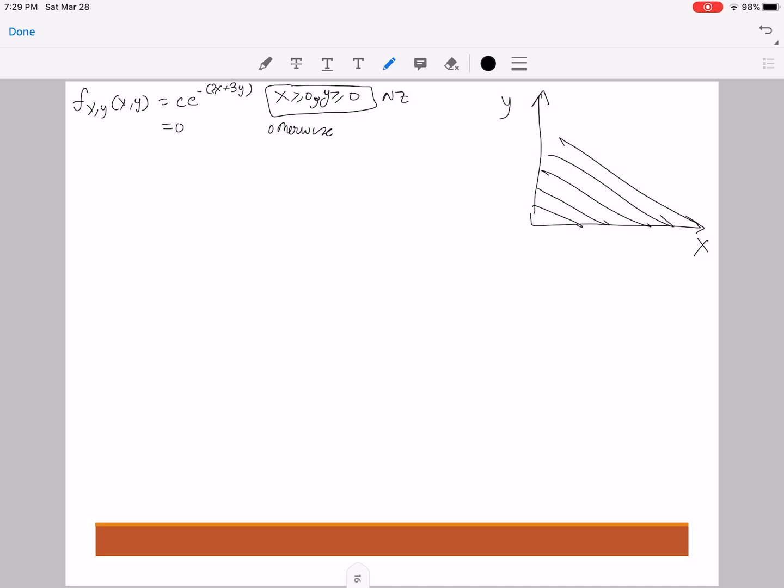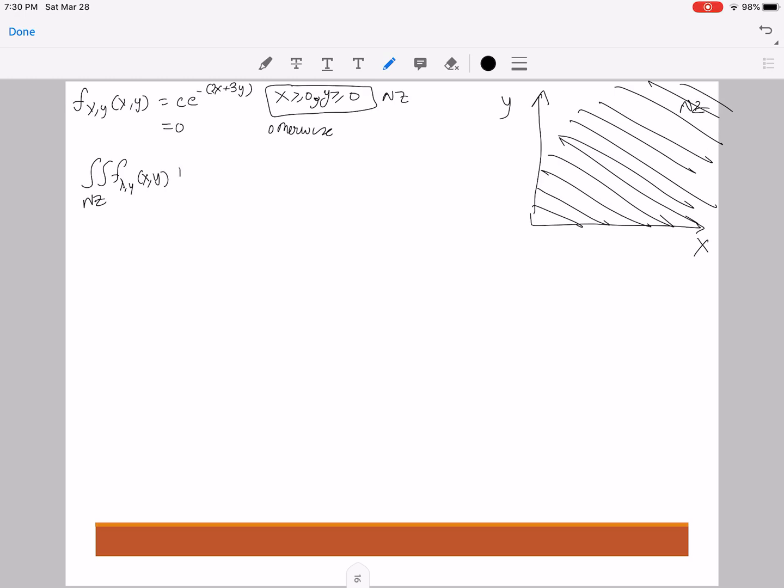This region right here is the region x is greater than or equal to 0 and y is greater than or equal to 0. Because both x and y are positive, it means that we are looking at the first quadrant. To find the value of constant C, I'm going to use the fact that double integrating the joint PDF over the region of non-zero probability should give me a value equal to 1. So I will double integrate this joint PDF over this region.